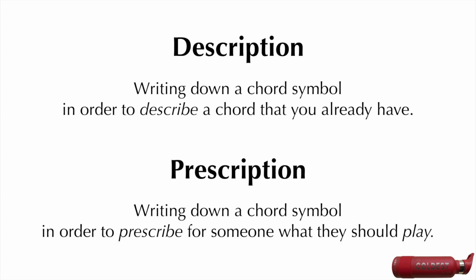On the other hand, prescription is writing down a chord symbol in order to prescribe for someone what they should play. Similar to before, if a jazz musician sees the chord symbol C minor 13, he will not necessarily play both the natural 9 and the natural 11. He might not always play the natural 5 either. He should, however, play the natural 13.